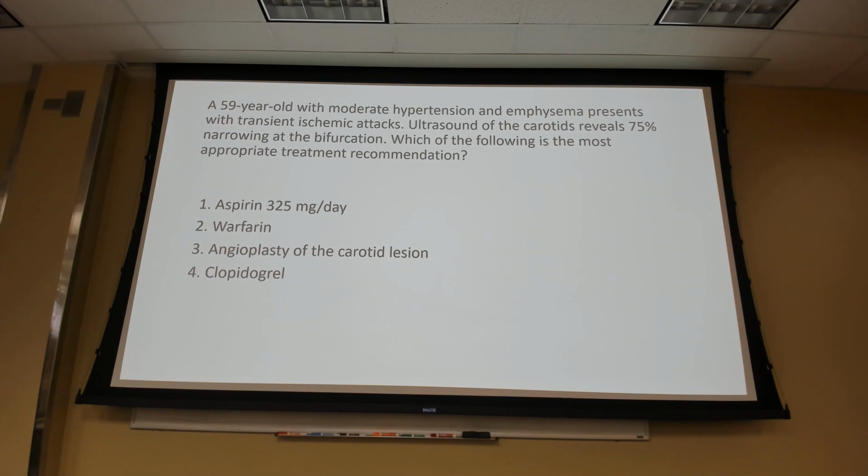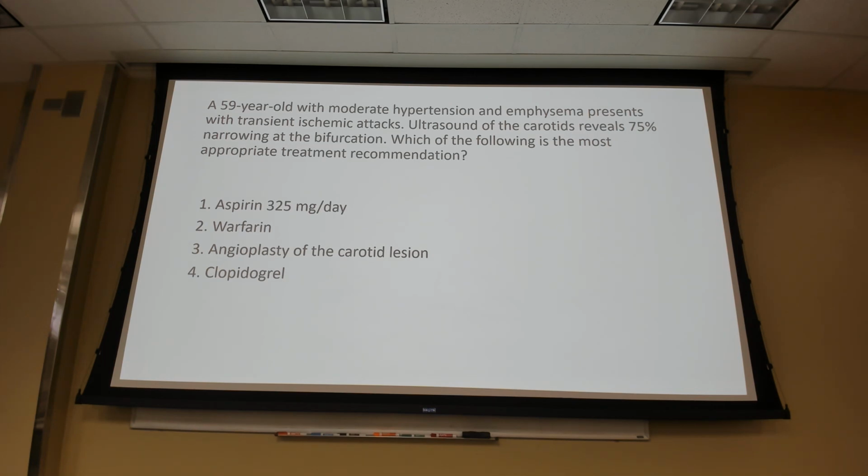All right, so a 59-year-old with moderate hypertension and emphysema presents with a TIA. Ultrasound reveals 75% narrowing. What's the most appropriate treatment recommendation? Yeah, I mean, at 75%, he'll need angioplasty of the carotid lesion, given how large it is, and it's likely going to be symptomatic. He's having a TIA, so he's going to need some sort of emergent therapy for that.